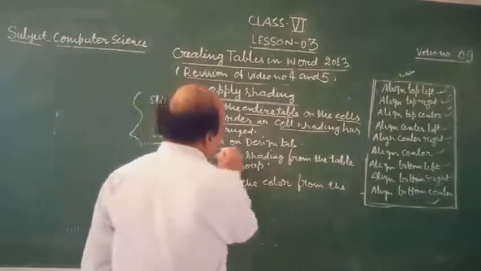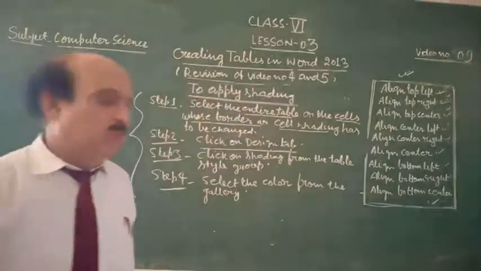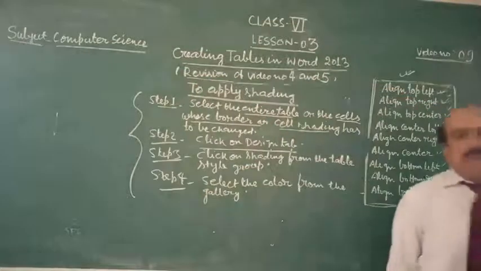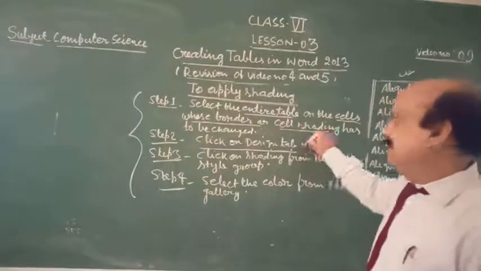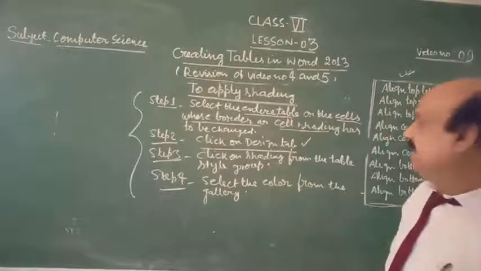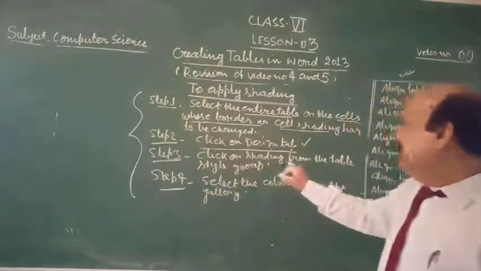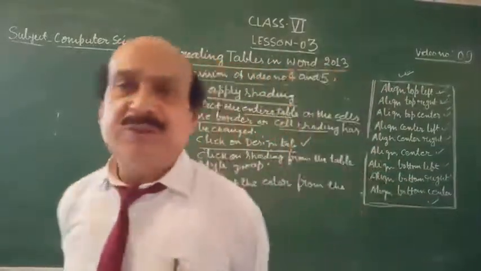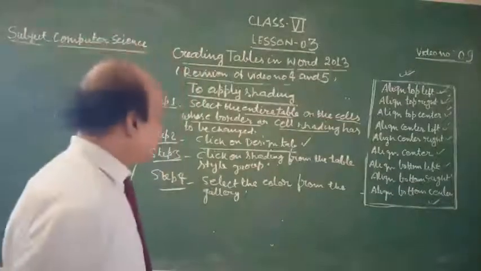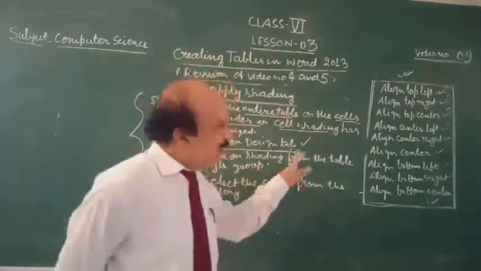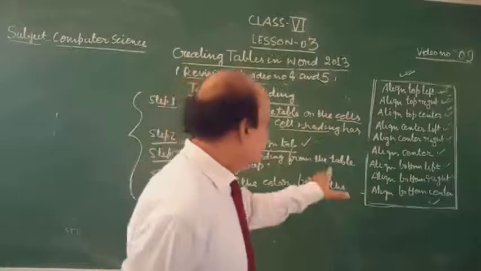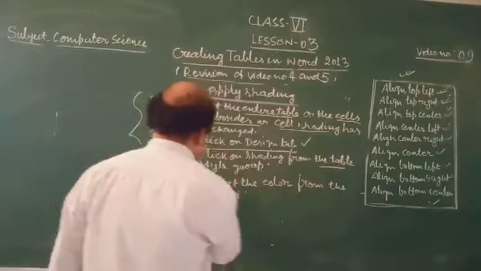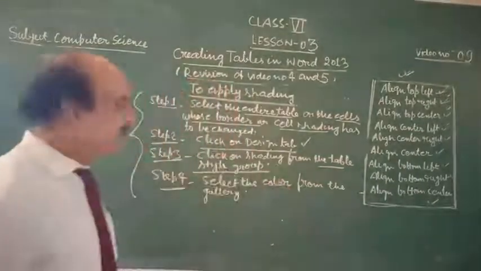click on design tab. So you will find an icon will display there, that is the design tab. You will put the cursor on design tab and click on the design tab. So the design you have selected here. Step 3, click on shading from the table style group. Which type of shading you want to use in your table? So you will select from the table style group. A window will display, in that one you will find the table style group is there. So here from the table style group we can select any shading here.